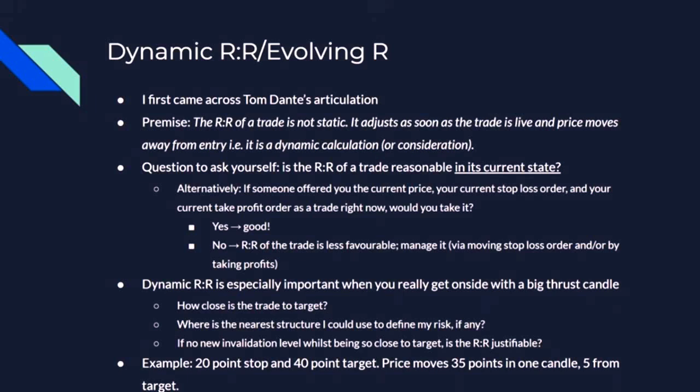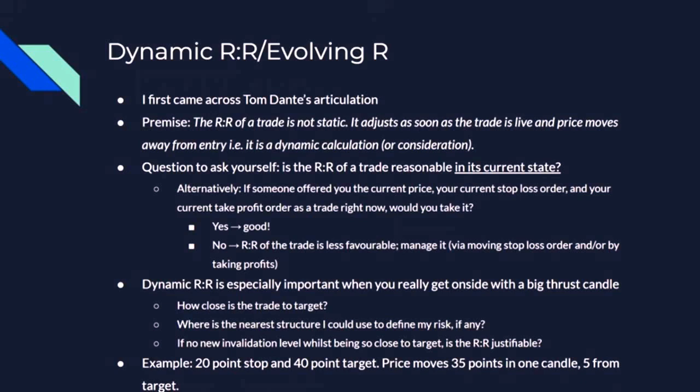And if there's no new invalidation level whilst being so close to target, as we covered in that example there, is the risk reward justifiable? And here's another example you could kind of draw yourself. I sort of did a different one on TradingView, but 20-point stop, 40-point target, price moves 35 points in one candle, 5 from target, right? So at that point, you can see the change in the risk reward, given it's dynamic.